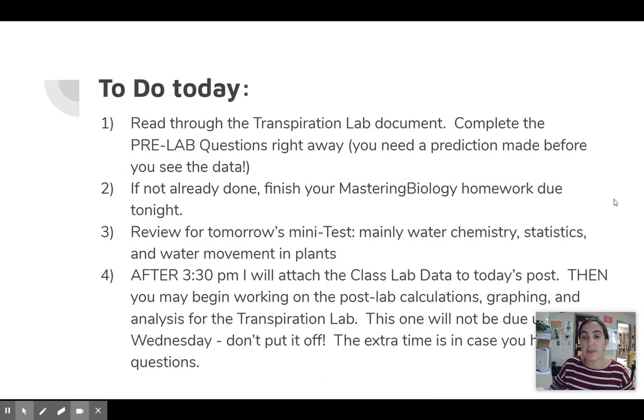Today is going to be a little bit of a unique day for you people at home because the main focus of today is to work on this lab, but the data won't be ready for you until this afternoon when 4th and 5th hour students collect that data.